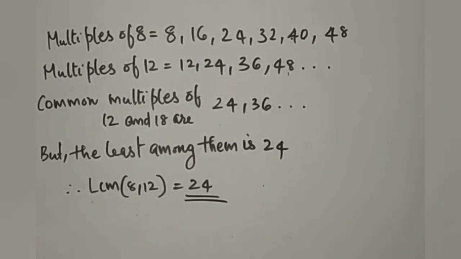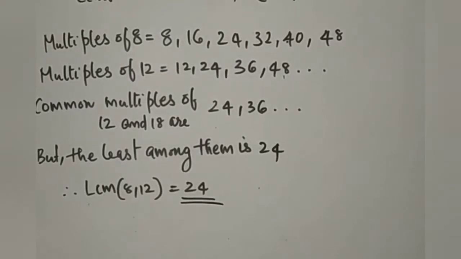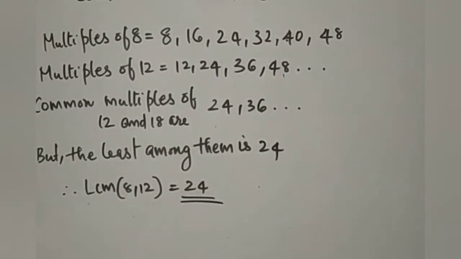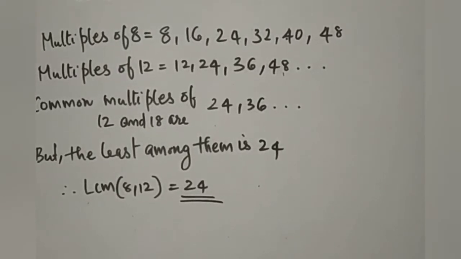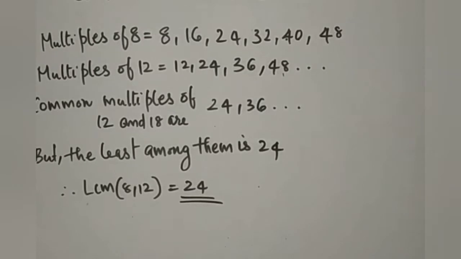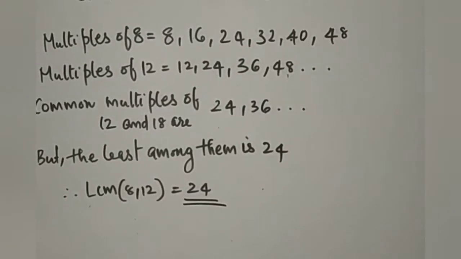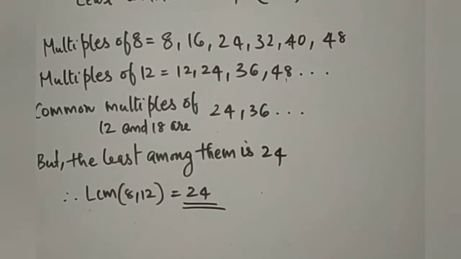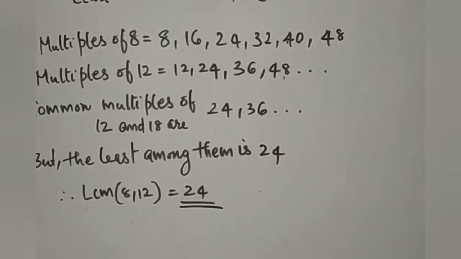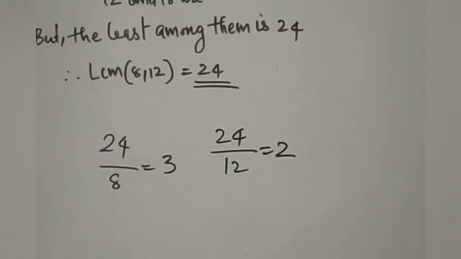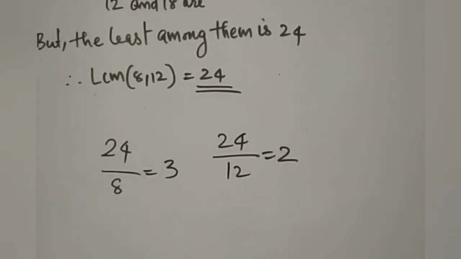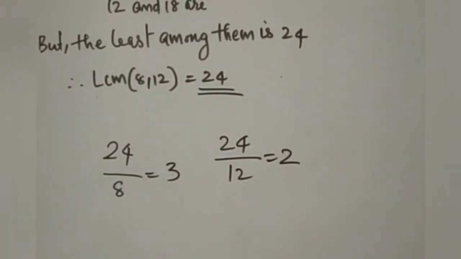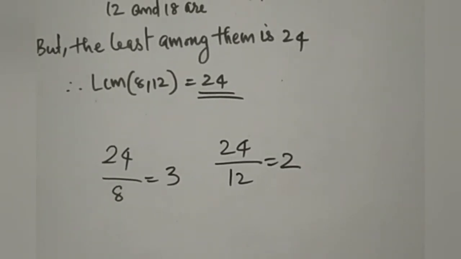Now, which are the common multiples? Yes, 24 is a common multiple, 36 is a common multiple. Like that, we can find so many common multiples for 8 and 12. But among the common multiples, which is the least one? Yes, 24 is the least. So, we'll say that the least common multiple of 8 and 12 is 24. Also see that this 24 is the least number which is exactly divisible by 8 and 12.